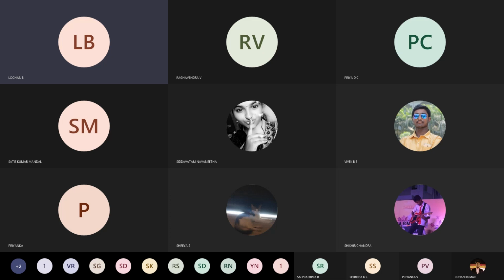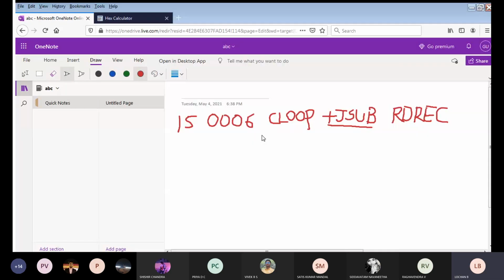So I'll write it here as 48. In format 4, you should know how to calculate the displacement. So the formula is displacement is equal to operand. I'll repeat once again. To calculate your displacement value, we will use the formula: displacement is equal to operand. So we need to calculate an operand.